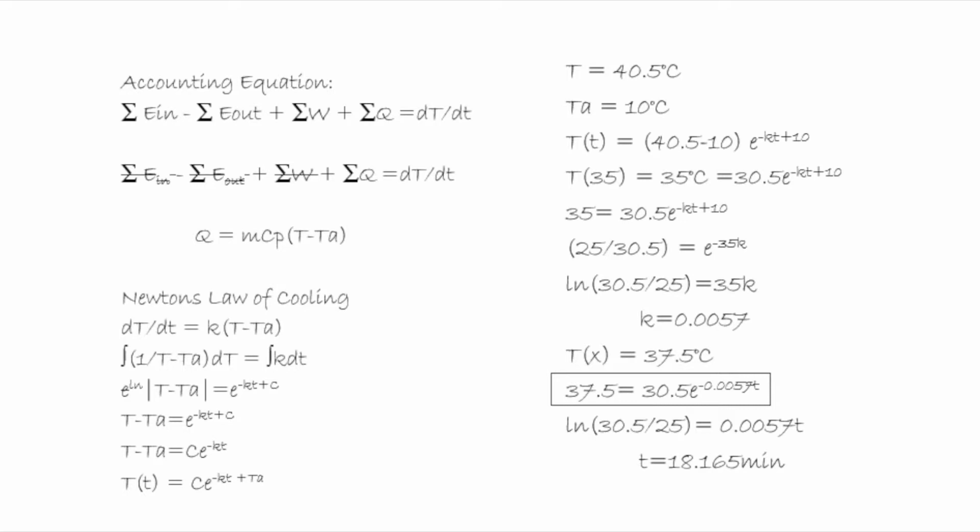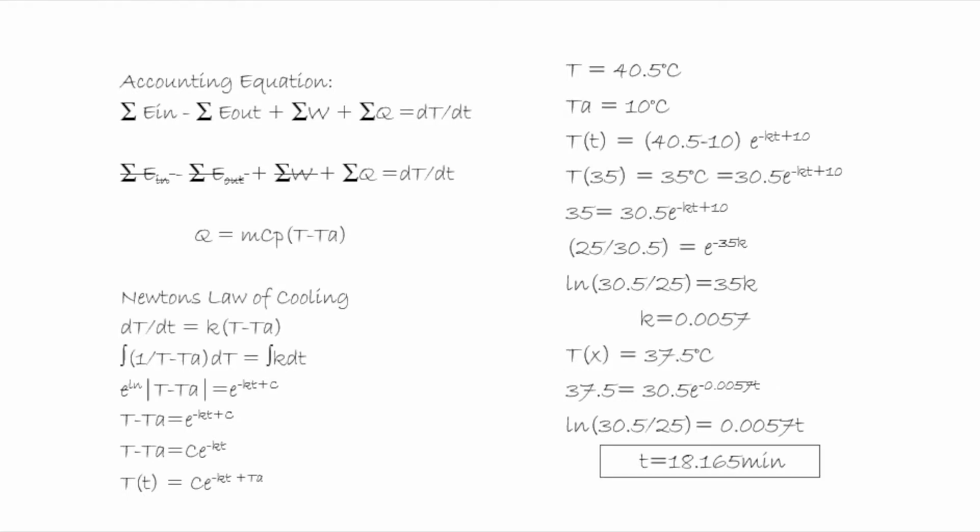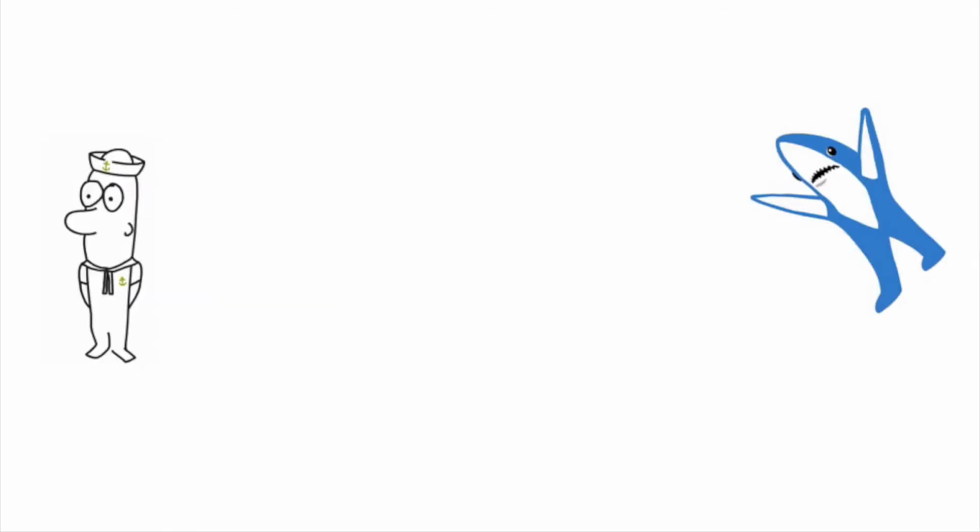To find the amount of time it will take for the body to drop from 40.5 degrees Celsius to 37.5 degrees Celsius, or around body temperature, we plugged 37.5 in for the final temperature and the newly found constant K. We plugged all of this into the equation and we calculated that it would take 18.165 minutes for the body temperature to drop from 40.5 degrees Celsius to 37.5 degrees Celsius.